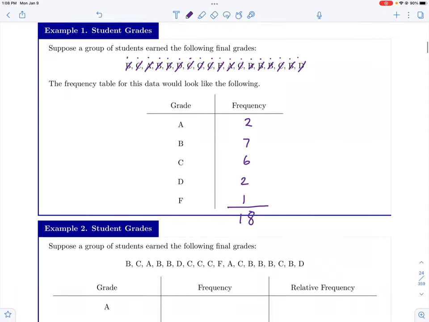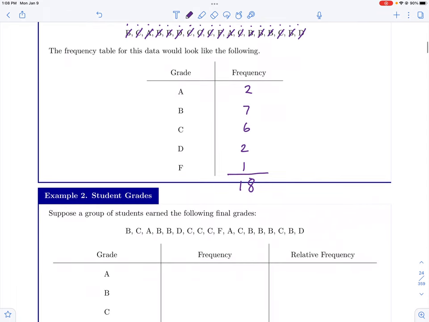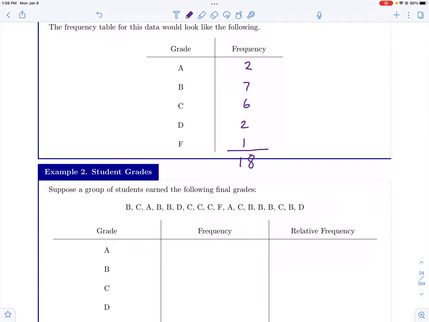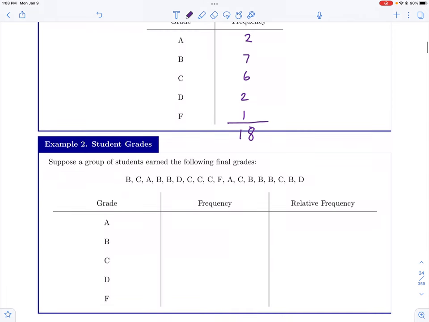All right, sometimes this data doesn't always give us a good idea of what's going on. It's nice to know that there were 2 A's, but sometimes it's better to think about what percentage of students got A's, what percentage got B's, and things like that. So we're going to expand our frequency distribution and calculate what's called the relative frequency as well. Let's copy over our frequency distribution from above, because these are the same scores. Again, this still totals 18.